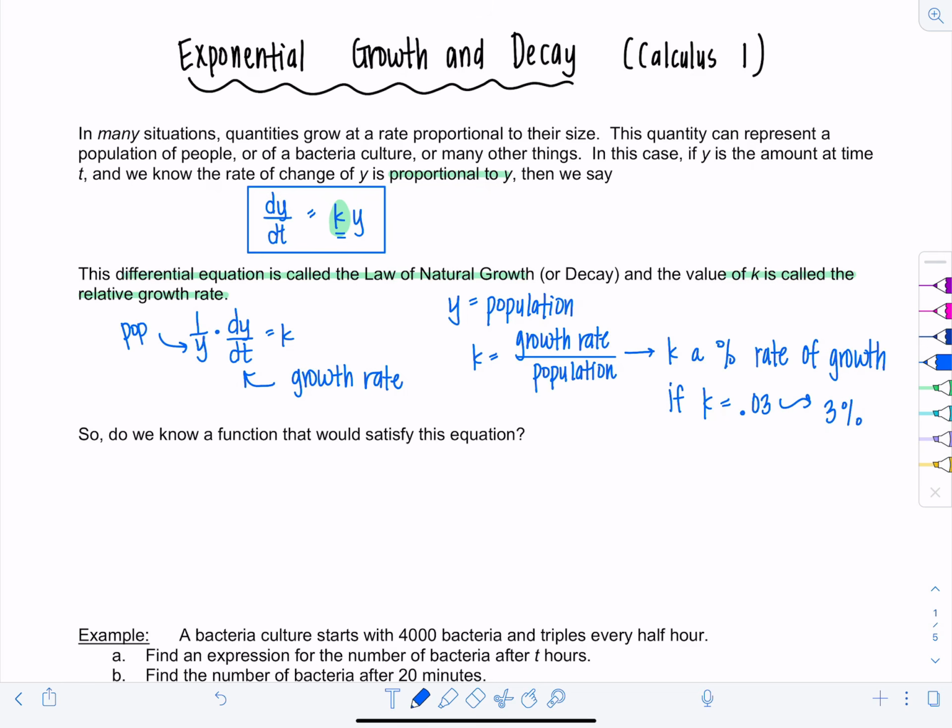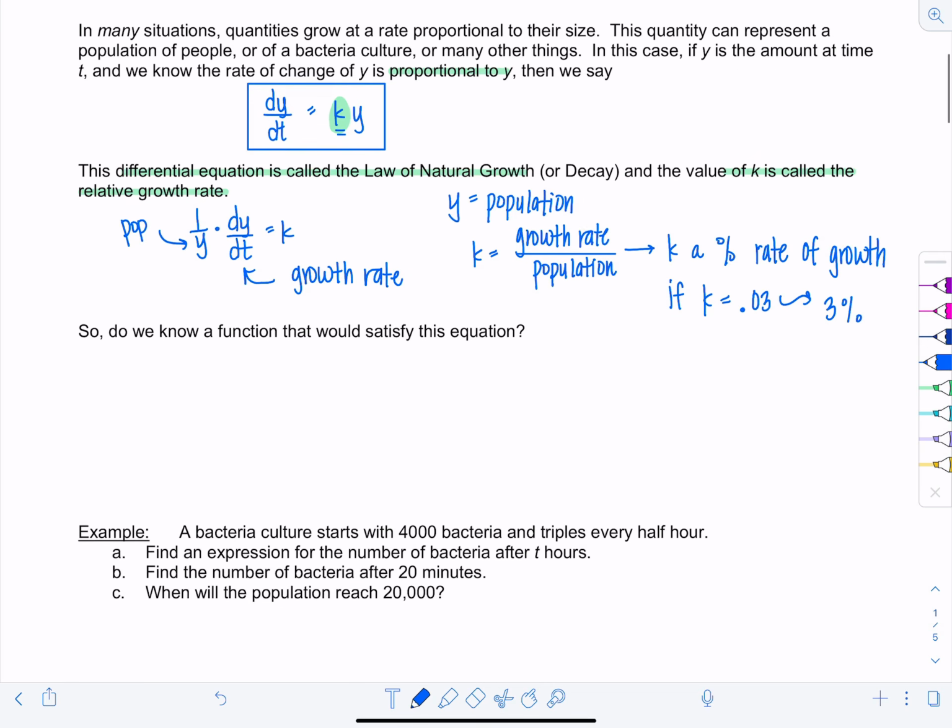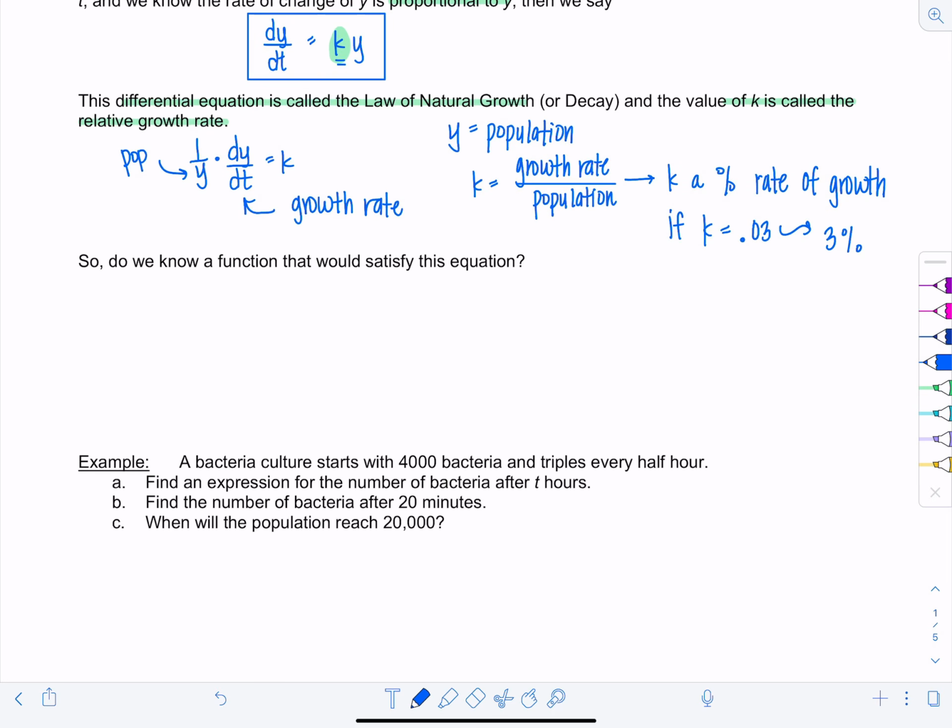Okay, so do we know a function y that would satisfy this differential equation? We sure do. And the solution to this differential equation will always have this form. It's y equals c times e to the kt. Okay, exactly how we come up with this, you can wait until you take more calculus to study, but what we're going to do is just verify that it actually satisfies the differential equation.